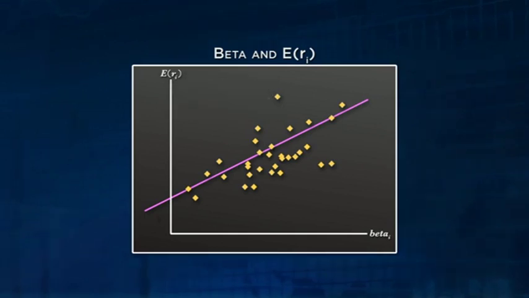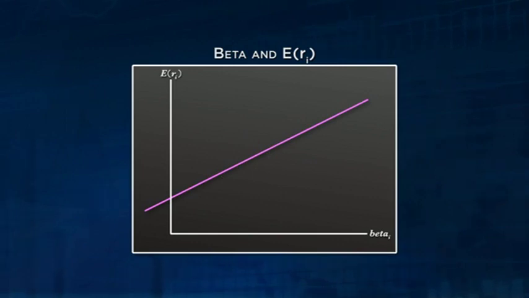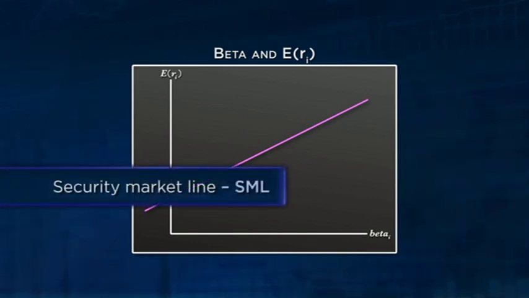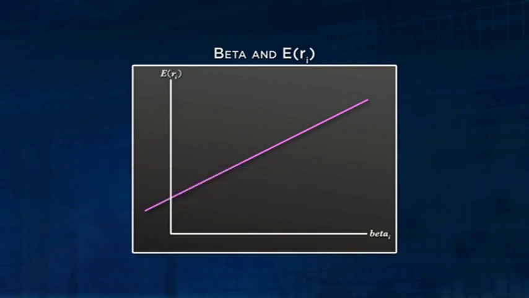Thus, according to CAPM, all of the data should land on a straight line. This line is called the security market line, or the SML for short. If there's any security that does not lie on the SML, then that security is mispriced relative to CAPM.